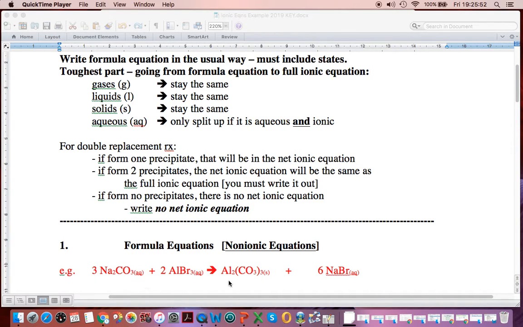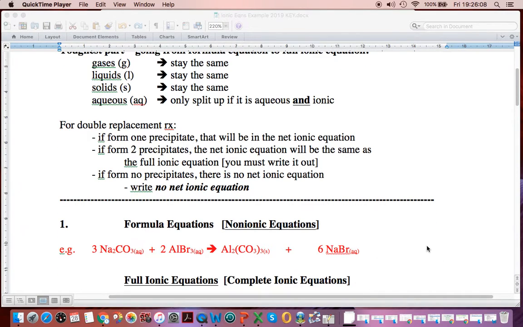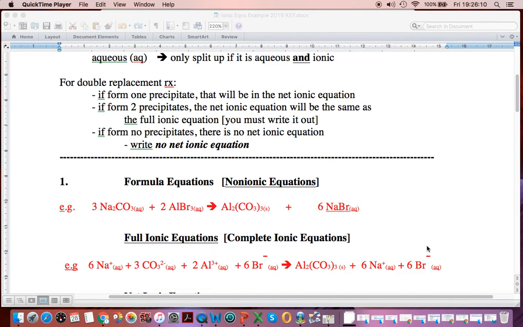Here we start off with our balanced chemical equation. And we see aqueous, aqueous, solid, and aqueous. We have to split this up, make sure it's balanced. Split it up, make sure it's balanced. Split it up, make sure it's balanced. Solid. That comes down exactly the same as it is in the formula equation. So sometimes you're going to need a little bit more room. It may take more than one line to write this all out.